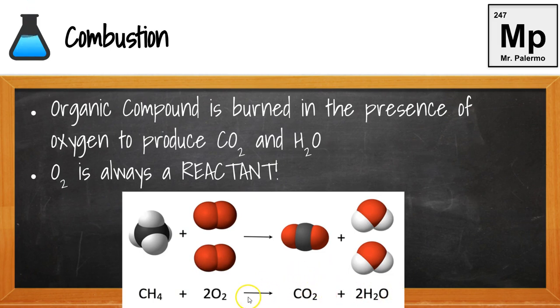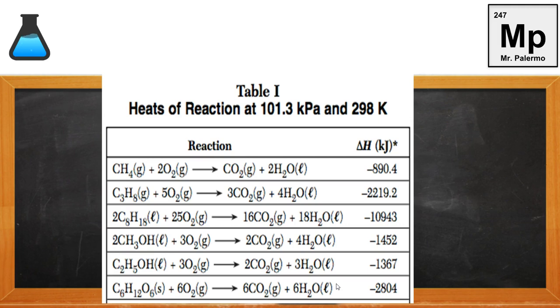A good way to identify this is oxygen is always going to be a reactant, and CO2 and water our products. Recall that our combustion reactions are listed on Table I, and you can see we have oxygen as our reactant, and CO2 and water for our products for all of these reactions. The only thing different is that we're changing the organic molecule, the substance that we're burning.